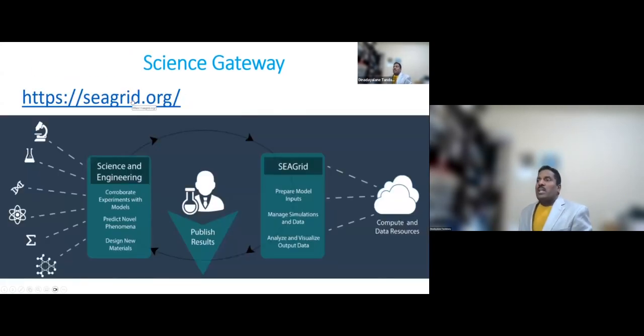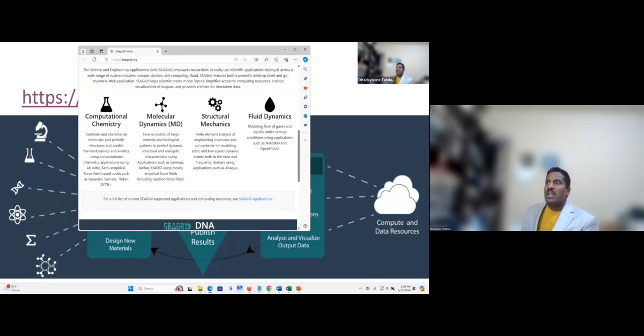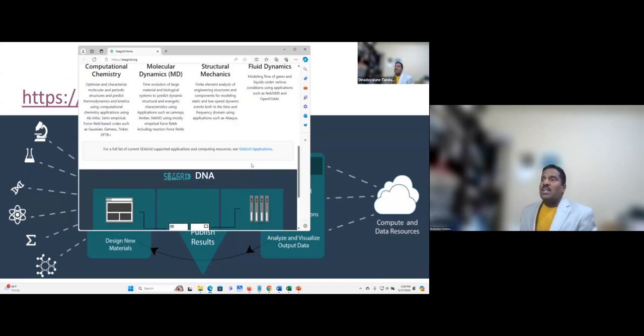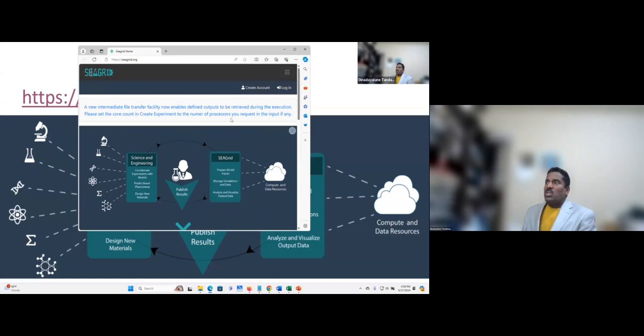And if you want, the link is provided here, right? So you go to this link and you can see it. There are features like computational chemistry, molecular dynamics, structural mechanics, fluid dynamics, which physicists use, engineers use, for different purposes. Right now it looks like it's not very active. Maybe I'm not logged in, so you may have to create an account, and your students can create an account. My students created an account and they logged in, they ran the calculations.